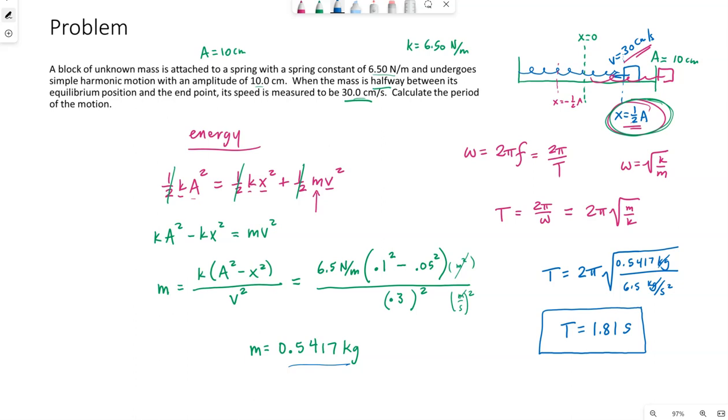So that means it takes 1.81 seconds for this particular mass spring system, the mass, to move through a full oscillation.